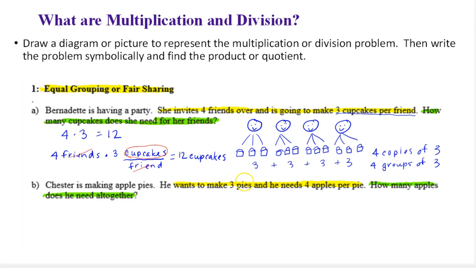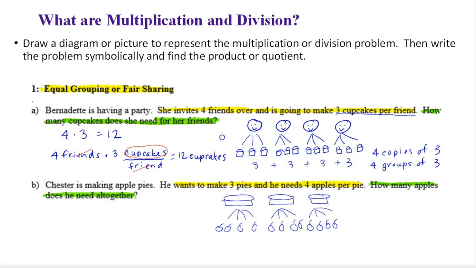So 3 pies. That's a pie. And for each of the 3 pies, he needs 4 apples. Sorry, again, the best I can do. They look like apple bombs. Oops. Did I miss one? There we go. So 4 apples for each pie. And you can tell here that we have 4 and 4 and 4, which will give us a total of 12 apples.